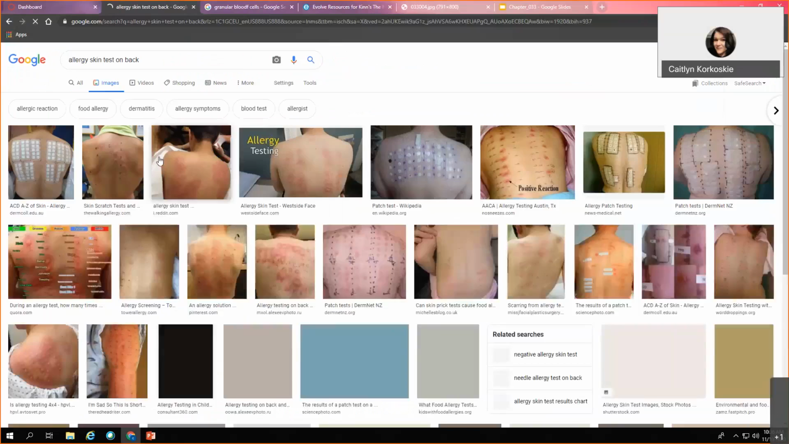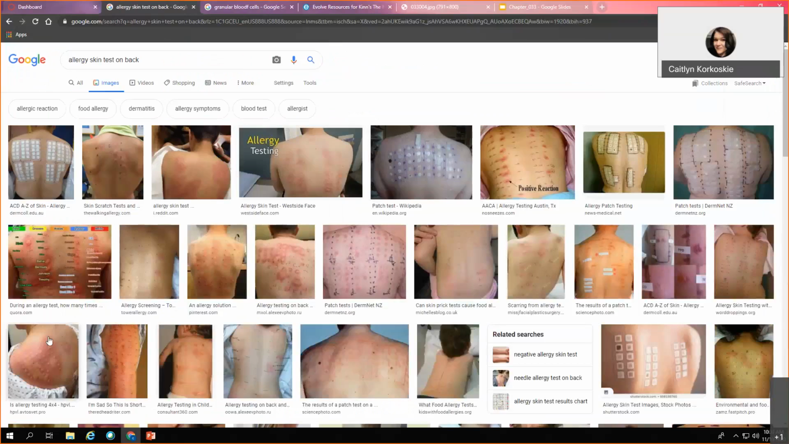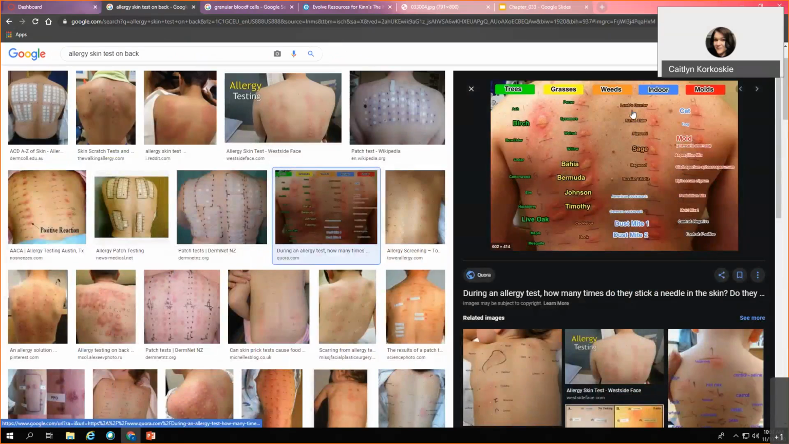So they make a grid where they put all of these different things: outdoor things like trees, grass, and weeds, indoor things, and mold. You can see on here this person has a pretty big reaction. That shows us this person is allergic to this birch tree, or to sage, and also to cats and things like that. So they'll do these different types of skin tests to see what exactly someone is allergic to.